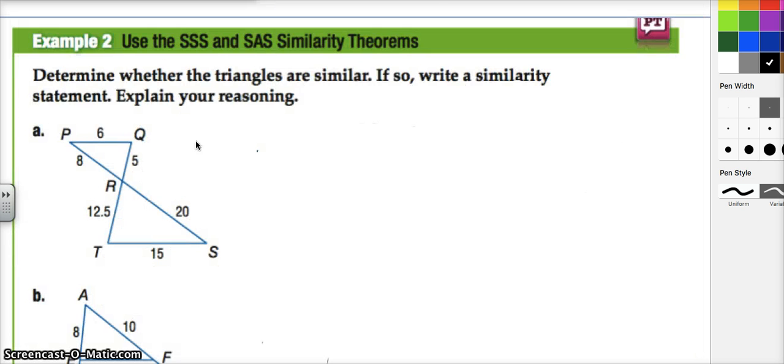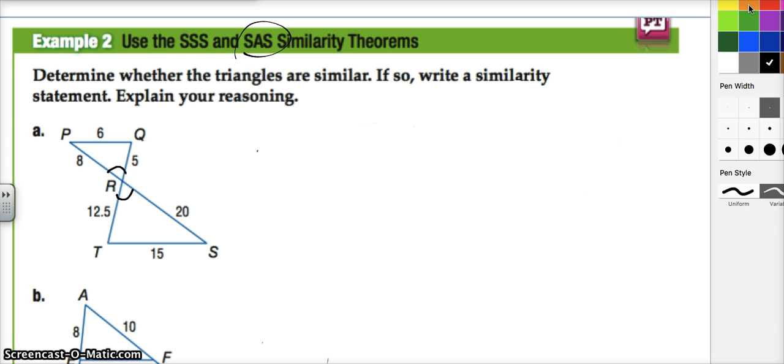So we'll apply this logic here in example 2 by taking a look at the figure. Determine whether the triangles are similar. If so, write a similarity statement. And again, we'll verbally explain our reasoning. Clearly, these guys are vertical angles, so I've got that. And as soon as I have an angle and some sides, I'm thinking I'm going to try to do what we learned just now, which is side angle side. So let's try side angle side.